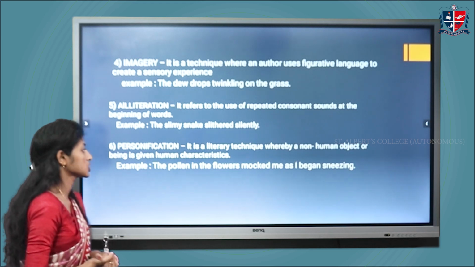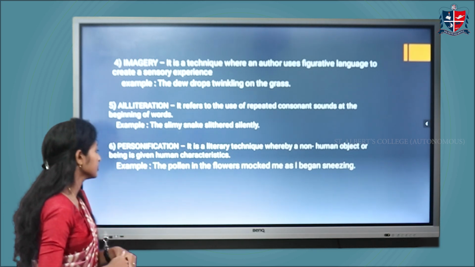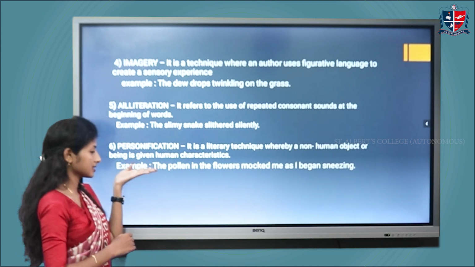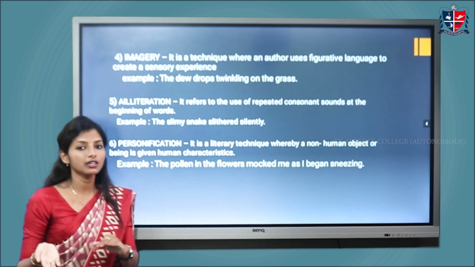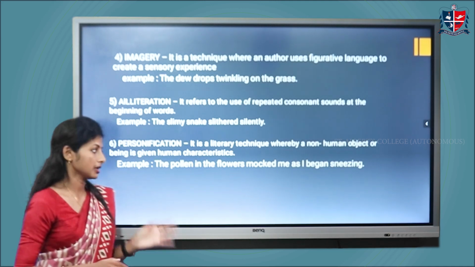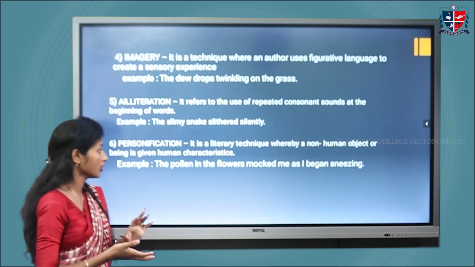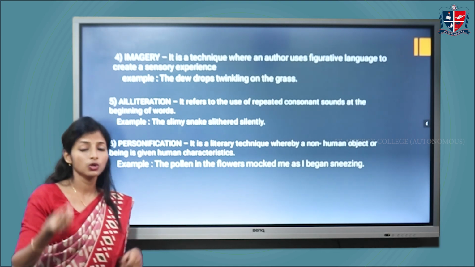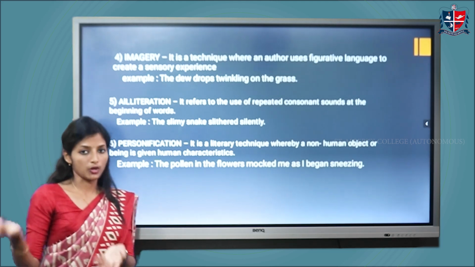Next is personification. It is a literary technique whereby a non-human object or being is given human characteristics. From the word itself, we can see person. So the person's attributes are being given to an object. The characteristics of a human being are being given to an object.